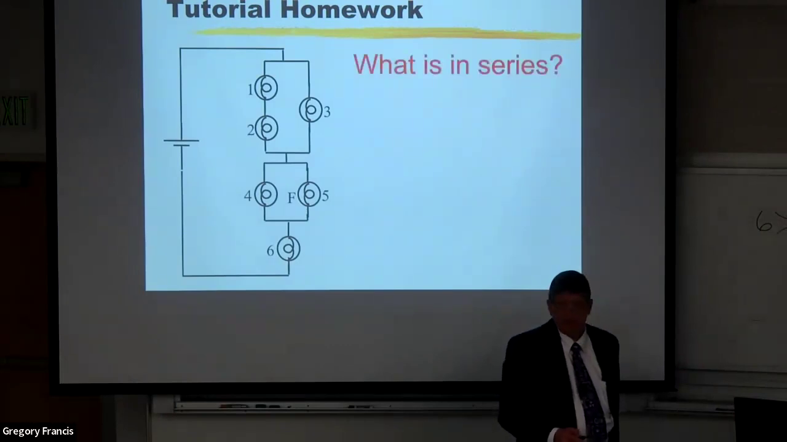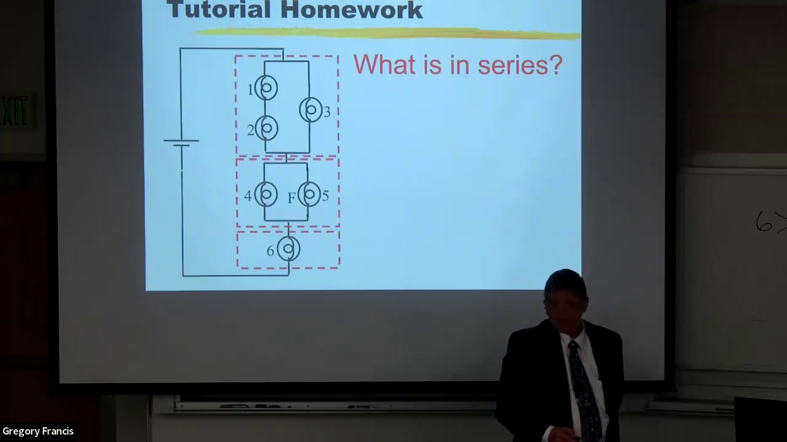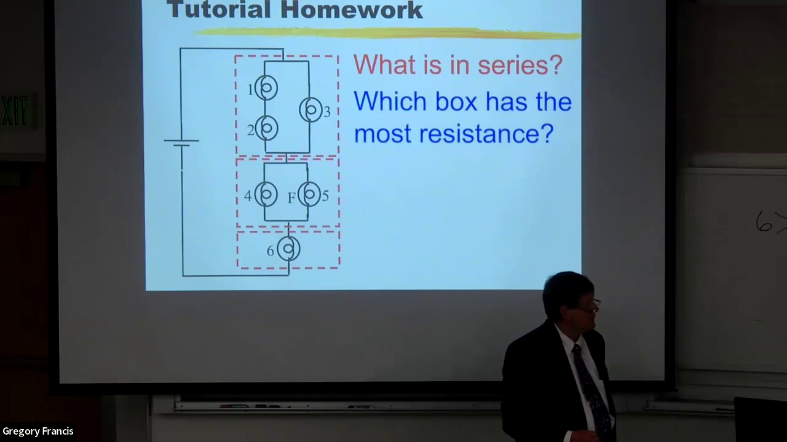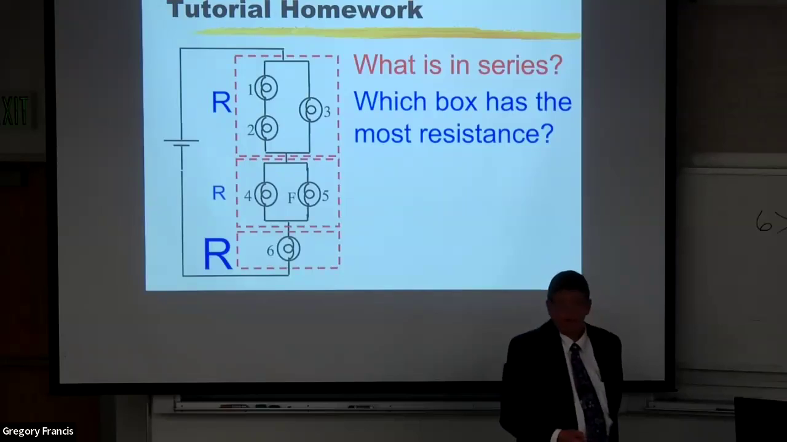We ask ourselves, what's in series? And what's in series is that box with 6 in it, with that network with 4 and 5, and that network with 1, 2, and 3. And then we ask ourselves, which box is hardest to get through? Which one is going to require the bigger share of the battery? Yeah, 6 is going to be the biggest resistance. The second biggest is going to be that top box, and the middle box is the smallest. Okay, Papa bear, Mama bear, baby bear. Okay, and that's the way the voltage is going to be divided up.